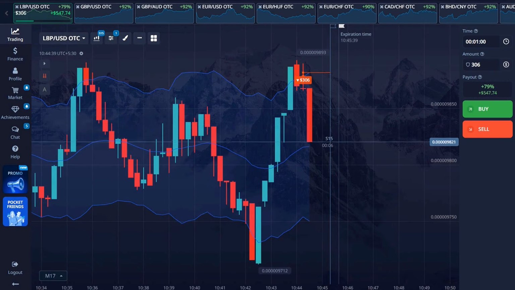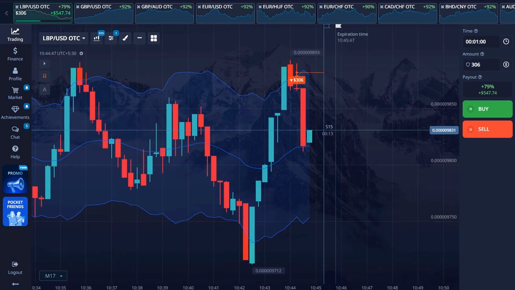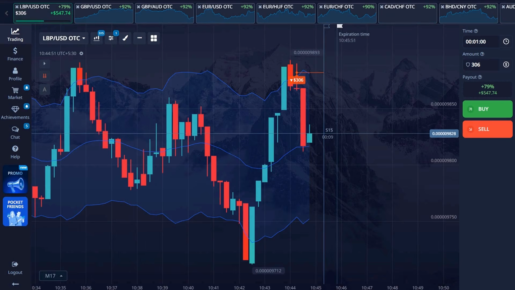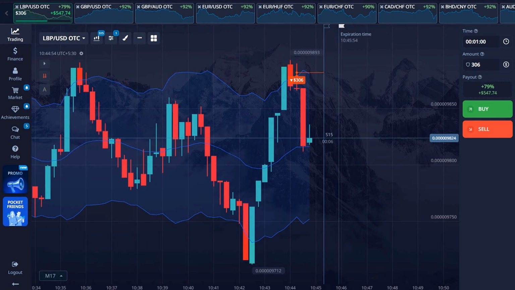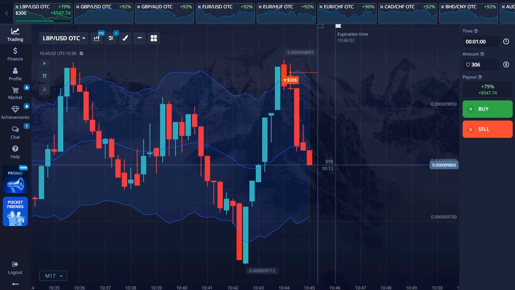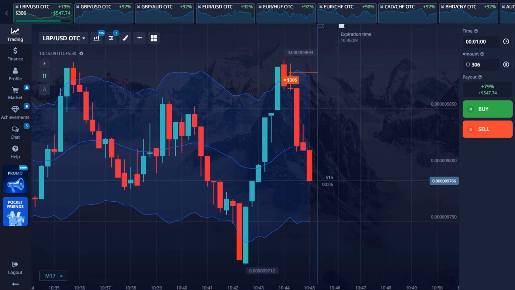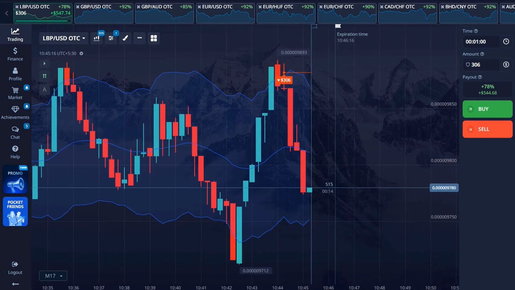So right here, I entered a put trade with a 1-minute expiry following our trading rule. As the trade progressed, you can see the market continued moving downward inside the channel. This confirms that the breakout was a false spike and the sellers took control right after the rejection. This is why it's important to wait for the candle to re-enter the channel before entering the trade. It gives us higher accuracy.